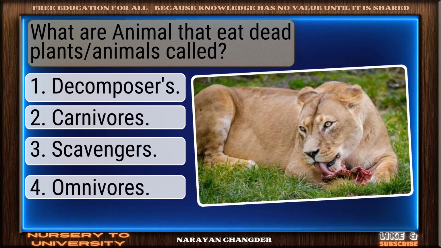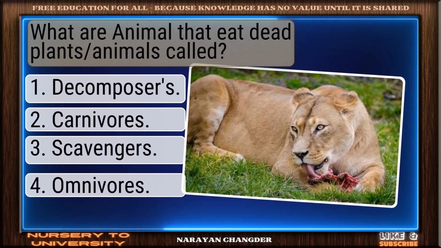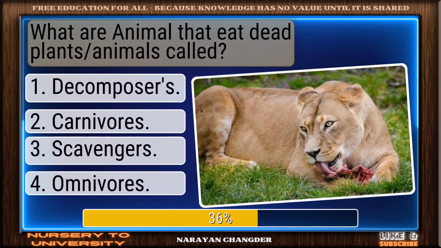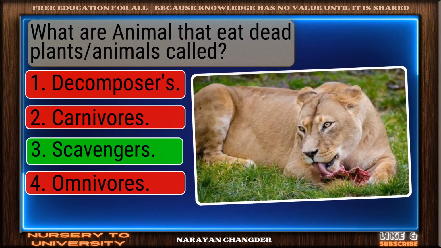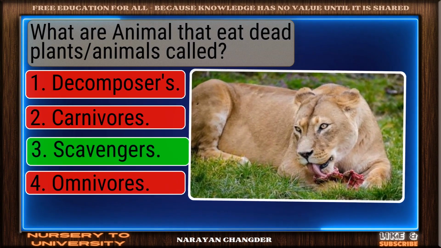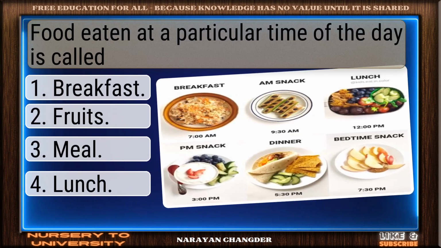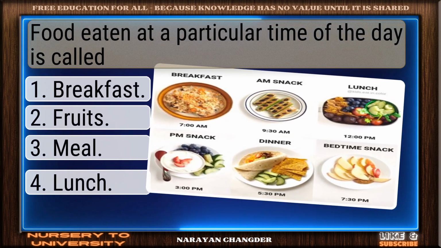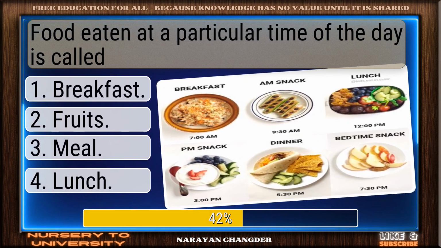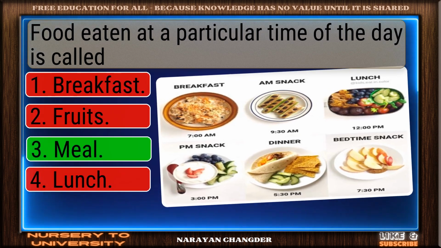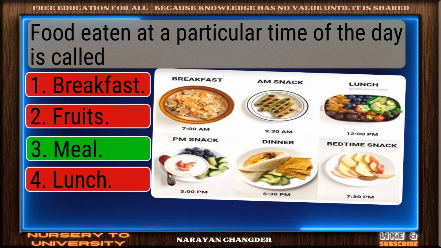What are animals that eat dead plants? Animals called? Clear logic. Your choice scavengers is sound and 100% true. Food eaten at a particular time of the day is called? Correct. Meal is the right answer.